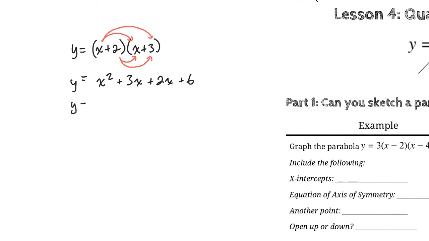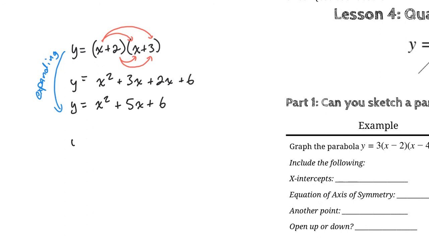And when we simplify this, we can combine the two terms in the middle. So this is just x squared plus 5x plus 6. So we've already learned that that's a quadratic, but in standard form. And we got that by expanding. But we can go from expanded form or standard form like this to factored form.